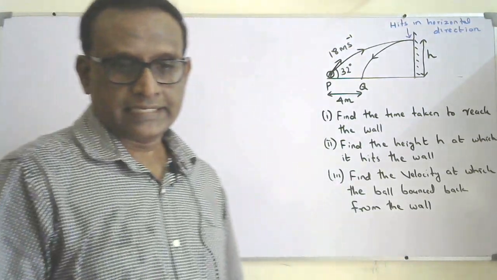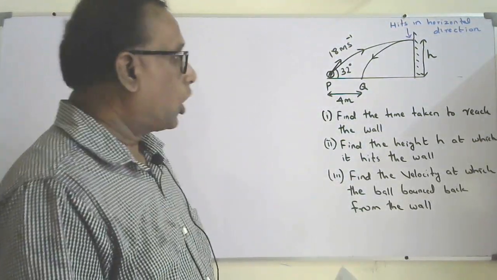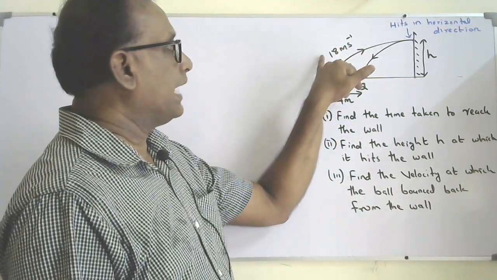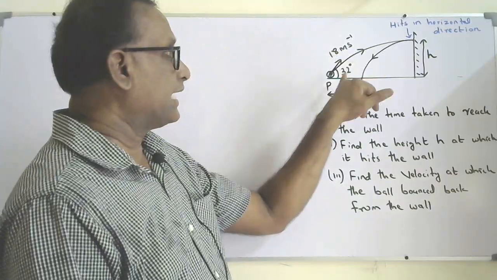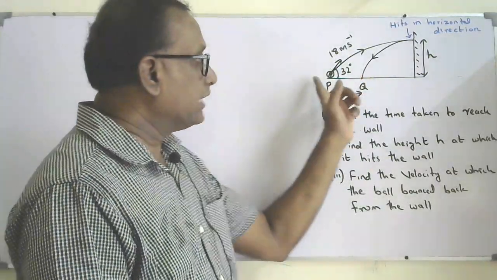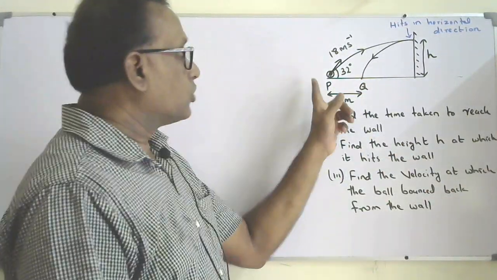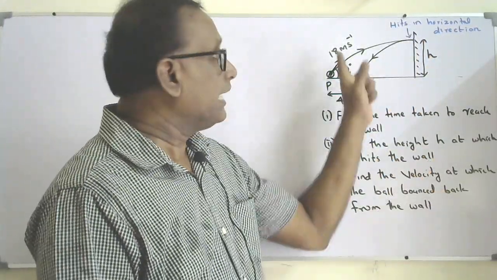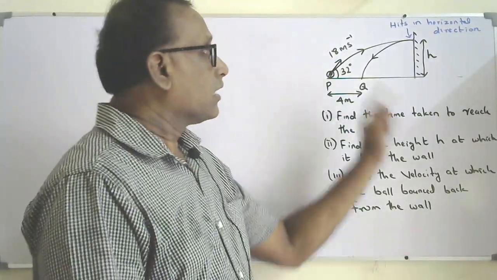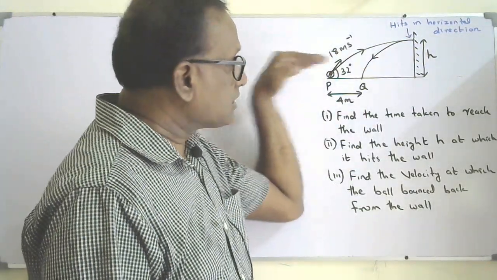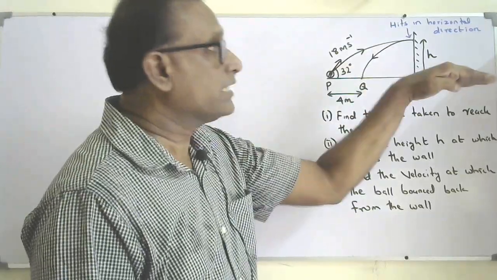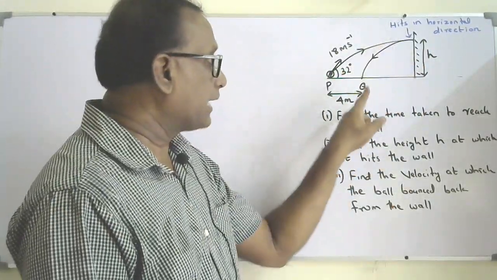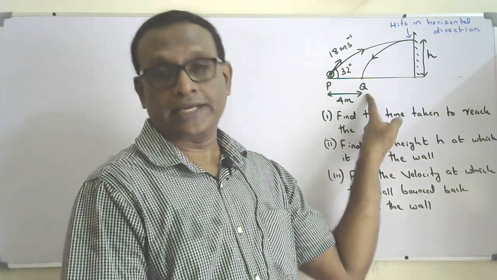Okay, so this is the second question. A ball, maybe a football, is kicked from the ground at a speed of 18 meters per second at an angle of 32 degrees to the horizontal ground. It moved and hit a vertical wall in the horizontal direction. That means during collision, the velocity of the ball is horizontal. It hits the wall in the horizontal direction, bounces back and hits the ground again at point Q.